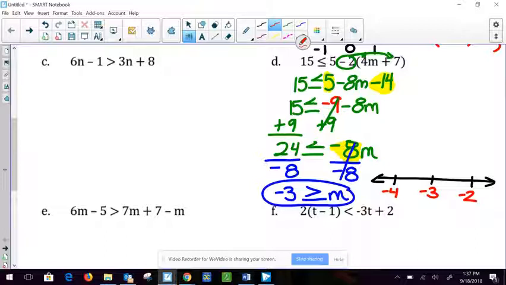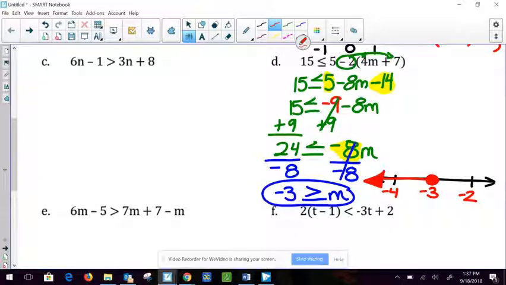So now we look at our symbol. It has a line underneath it. So what kind of dot is that? Open or closed? Closed. Good job. And then finally, if you look here, m is on the wrong side. So because m is on the wrong side, even though the arrow is pointing to the right, we're actually going to shade opposite to the left.